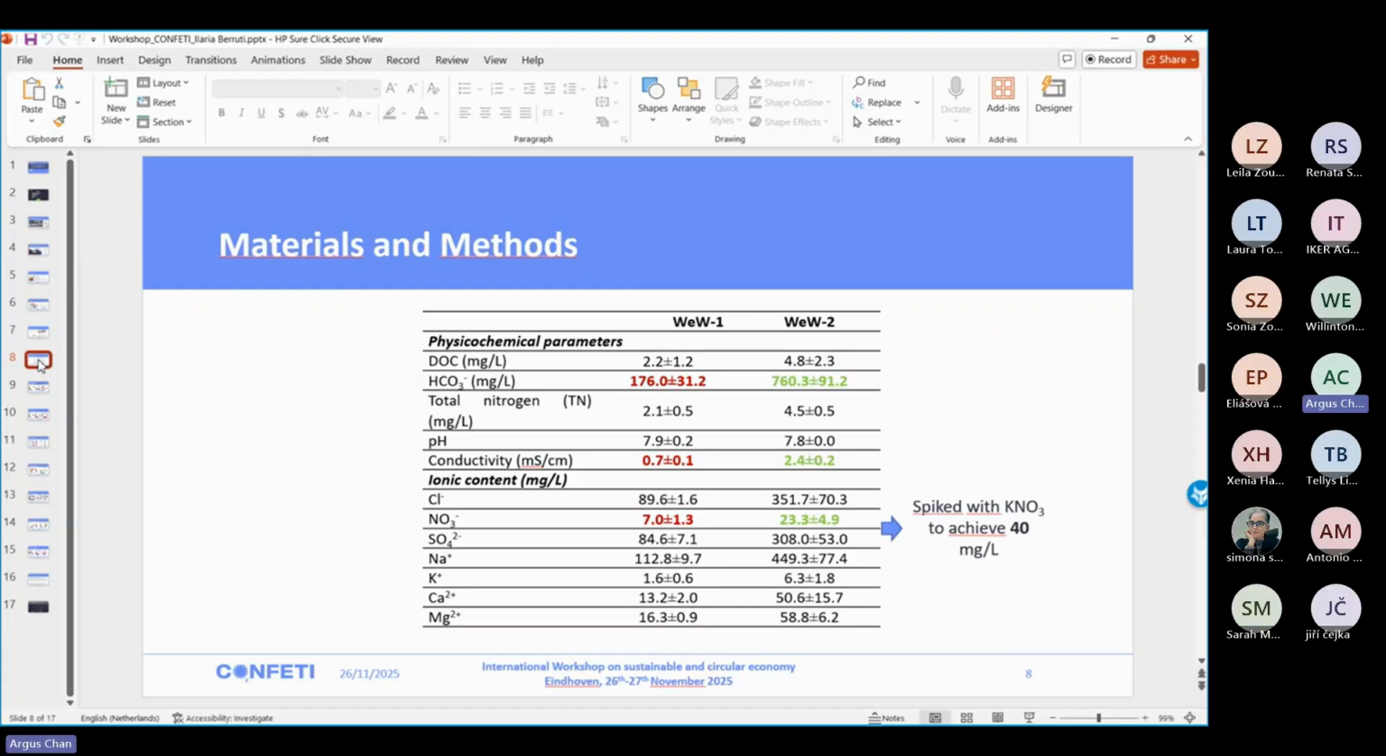Here we can see the physical-chemical characterization of the two well waters that have been studied, and we can see that well water 2 is more complex than well water 1, with a higher concentration of all inorganic and organic species. There is a naturally occurring nitrate concentration that is higher in the second case, and all of them were spiked to achieve 40 milligrams per liter of nitrate for comparison purposes. That is a value that ranges between the average level of nitrates found in groundwater and the maximum limit that is admitted.